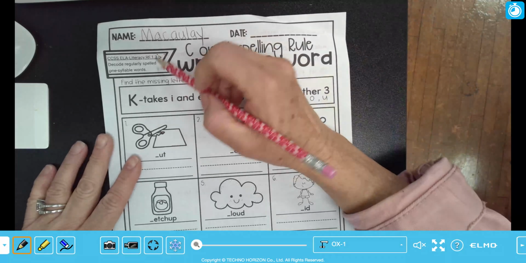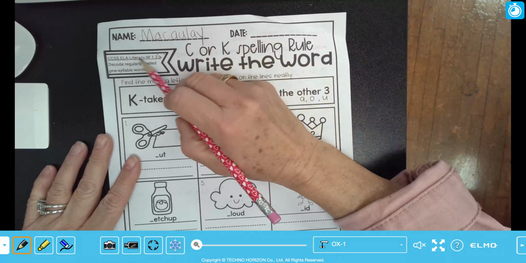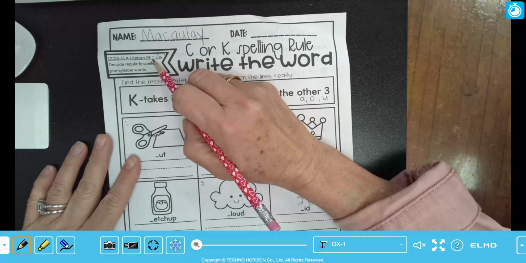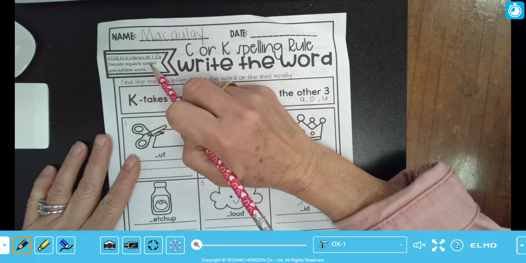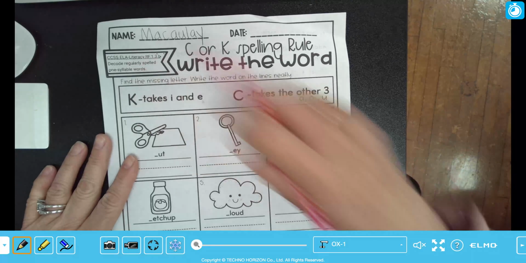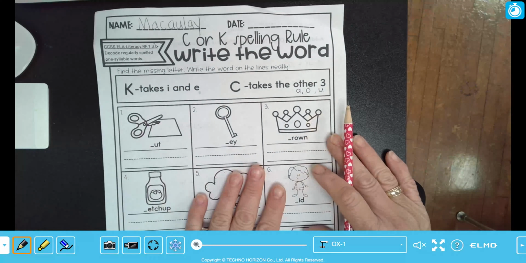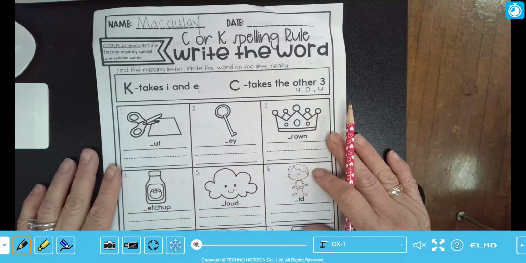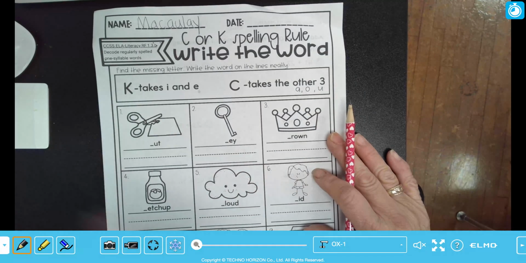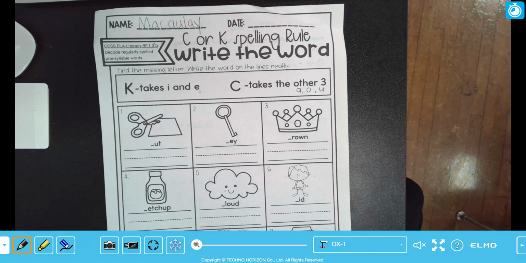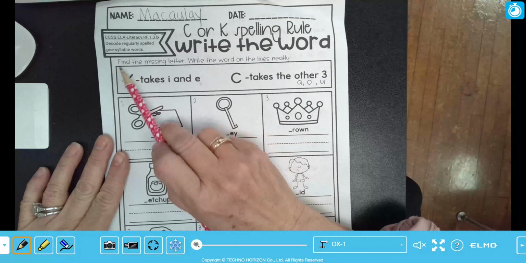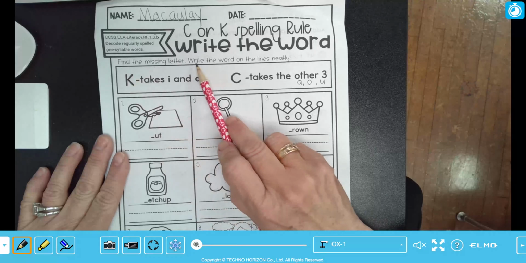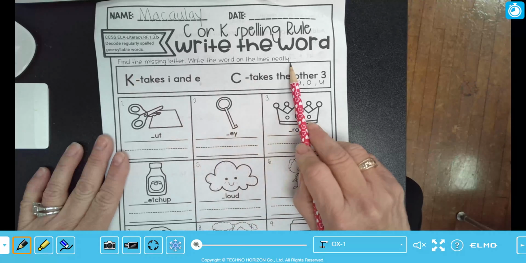Okay, so today we're doing ELA Literacy RF 1.3b, which is decode regularly spelled one syllable words, which means that all of these words have the sound they're supposed to have, okay? There's no strange sounds that don't make sense. All the sounds have the sounds they're supposed to have, and they're only one syllable. So let's see, it says find the missing letter, write the word on the lines neatly.